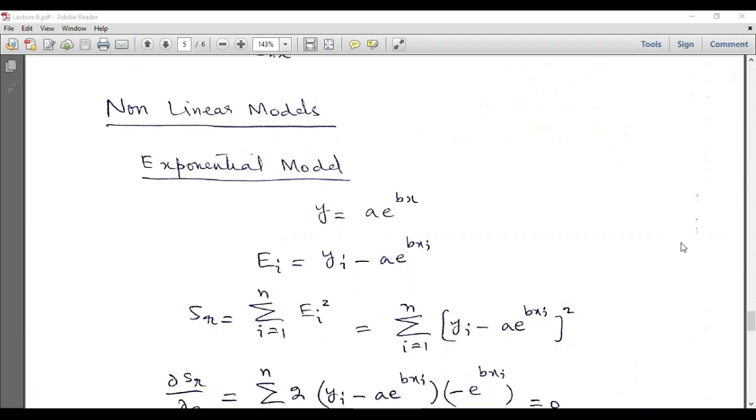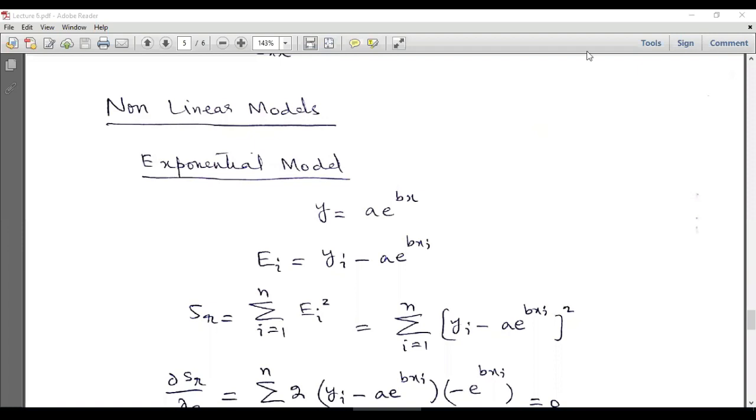In this lecture, I am going to discuss non-linear regression models to fit non-linear experimental data. In the previous lecture, I discussed the linear regression model because the experimental data set which was available to us had the shape of a linear variation. So the dependent variable was varying linearly with respect to the independent variable.